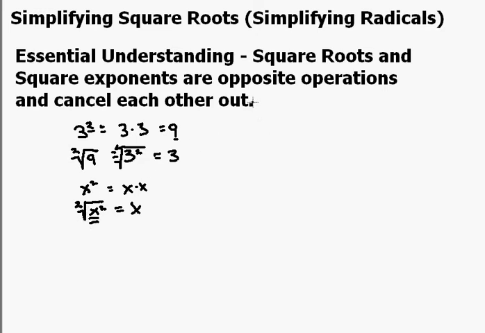So let's use that now, and we're going to simplify some radicals. There are 2 things here that you need to keep in mind. First is the concept of perfect squares. Perfect squares are numbers that are a result of squaring.